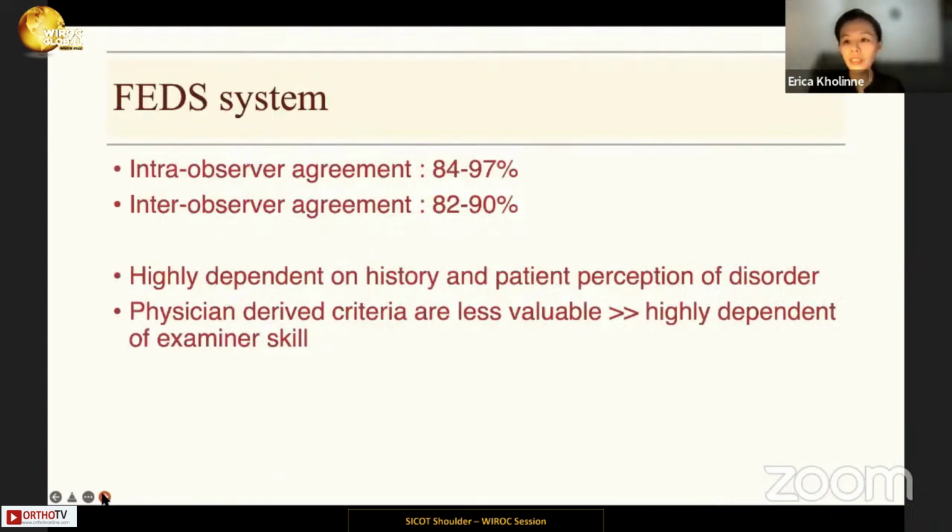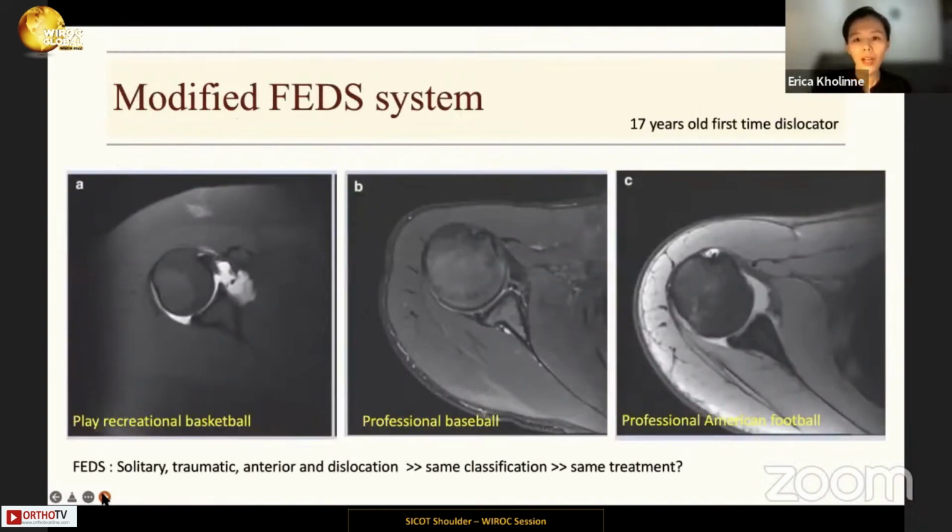The classification had a good inter-observer agreement because I think it is highly dependent on the history and perception of the patient, unlike the physician-derived criteria, which highly depend on the examiner's skill. Okay, this is an example of the flow of the FATS classification.